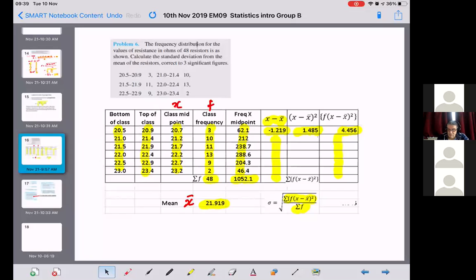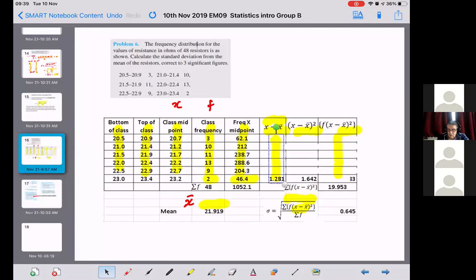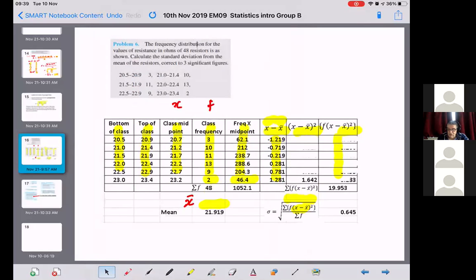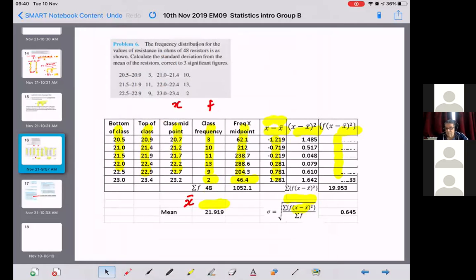I've got 0.645. Me too. Ah, yes. That's the first column you were asked for, Lewis. And that's the second column.